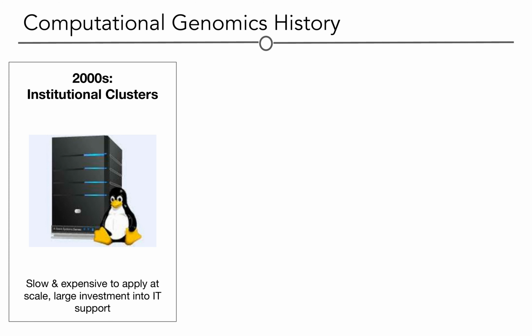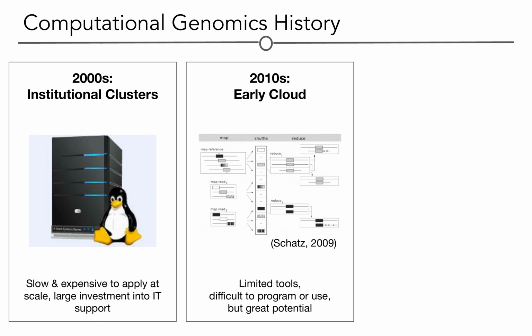Fortunately, similar changes have also occurred in the realm of computational genomics. When the first human genomes were coming out, virtually all computational work occurred on institutional compute clusters. These clusters were hard to scale and expensive to support. The 2010s saw the first cloud-based applications that promised the ability to speed up analysis by spreading it out across hundreds or thousands of compute servers on the Internet.